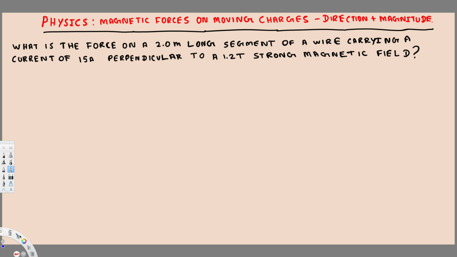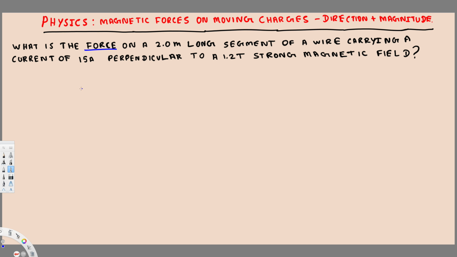Let's do this problem right here. The question is asking what is the force on a 2-meter long segment of a wire carrying a current of 15 ampere perpendicular to a 1.2 Tesla strong magnetic field. So the question is asking for the force. Let's see how we can find it.